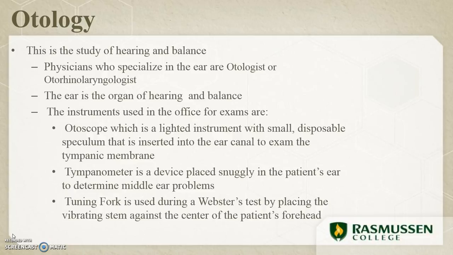We use instruments to examine the ears such as the otoscope, tuning fork, and audiometer. The otoscope is a lighted instrument used to examine the tympanic membrane. A tuning fork is a metal fork-shaped instrument that produces a vibration when struck, and that vibrating instrument is then held near the patient's ear or placed on the head to give them a rough hearing assessment.